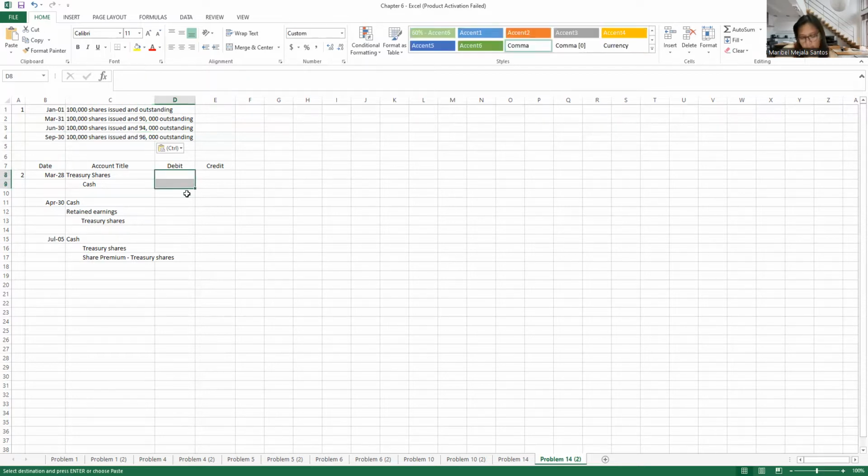On March 28, how are we going to journalize? Treasury share. Magkano natin siyang nakuha? 15,000. Ay, sorry, 15 pesos. 10,000 times 15. Credit cash for 150,000.